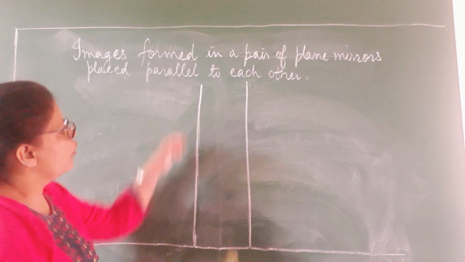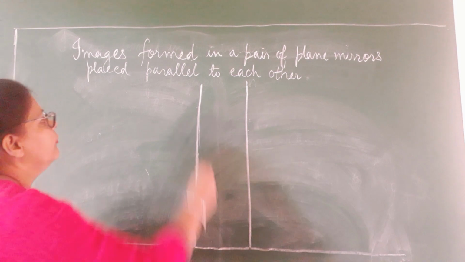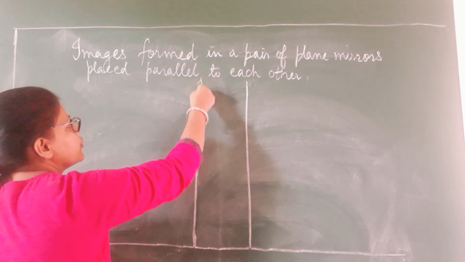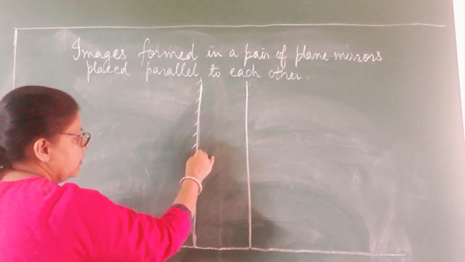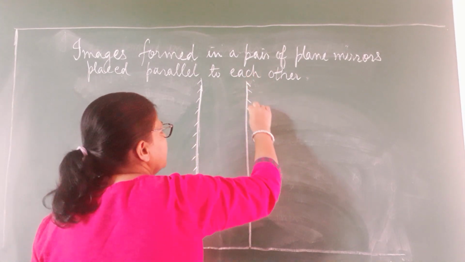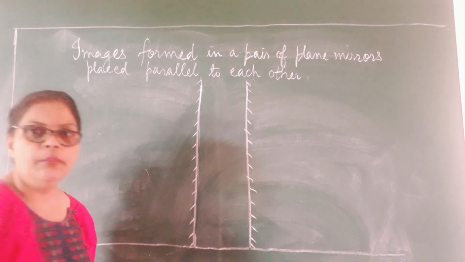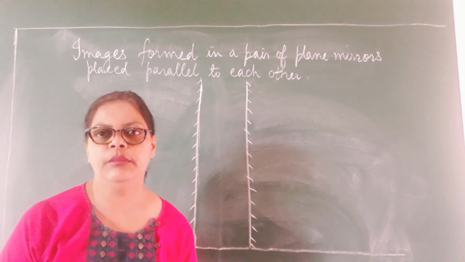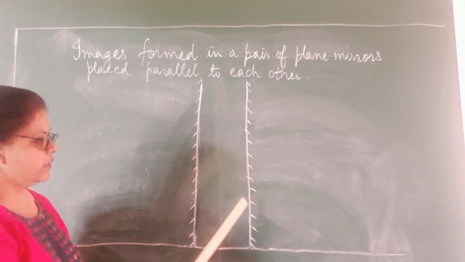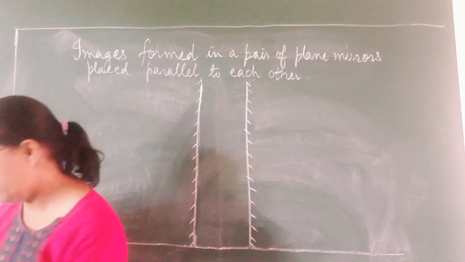So you can see I have drawn two plane mirrors. They are facing each other, they are parallel to each other, and I am going to polish. See children, I am polishing the mirror. Okay, this is one and this is the other. Please draw with me children. Please draw each and every step with me. I have taken two plane mirrors parallel to each other. I told you the distance and you will draw the diagram children.